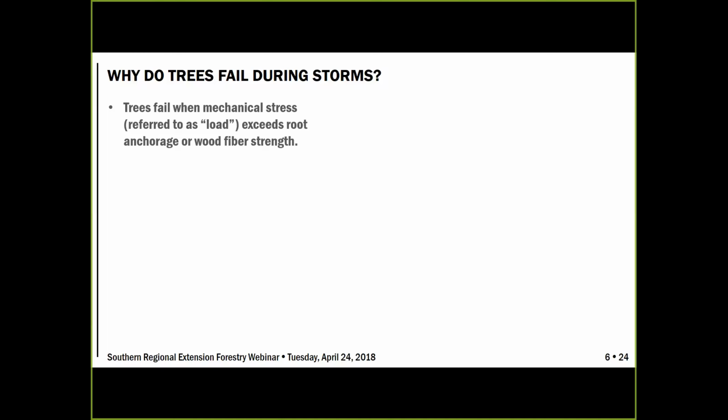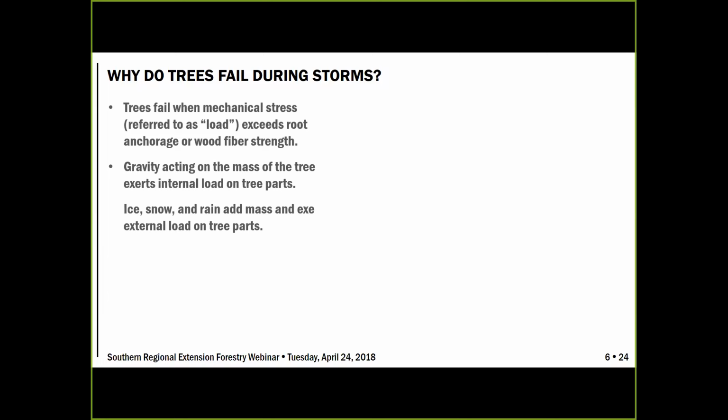Trees fail when mechanical stress, which arborists often refer to as load or loading, exceeds either root anchorage or the fiber strength of the wood in the tree. Also, gravity acting on the mass of the tree parts exerts what are known as internal loads on tree parts. And there's also external loading on tree parts. In storm events, this can come about due to the accumulation of ice, snow, or rain clinging to leaves, branches, and fruits.